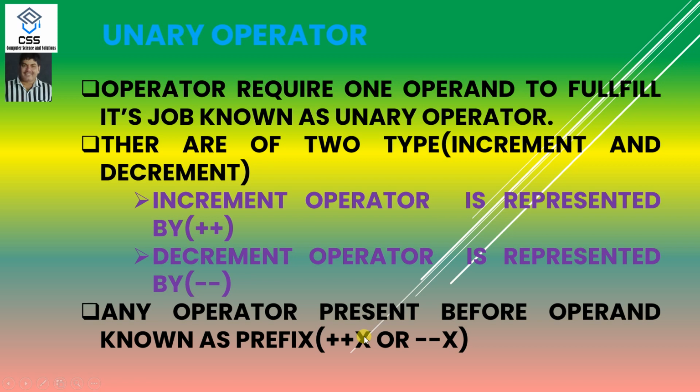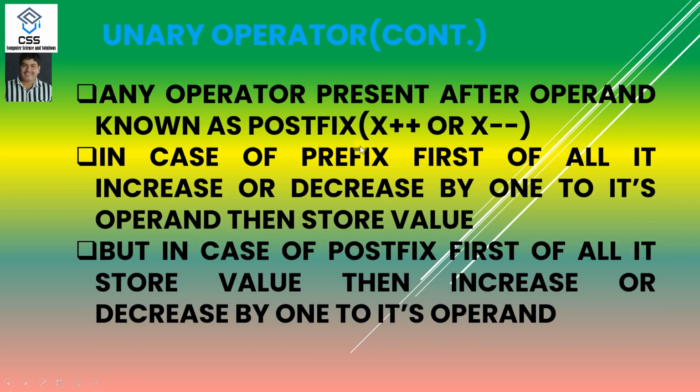Here x is the operand, and ++ is present on the left side, before it. --x as a decrement operator is of prefix type or pre-order type, present before the operand, hence it is known as your prefix type. And any operator present after the operand is known as postfix type. Here after x, on the right side, there is ++, and here after x there is -- on the right side. So x++ is known as your postfix increment and x-- is known as your postfix decrement.